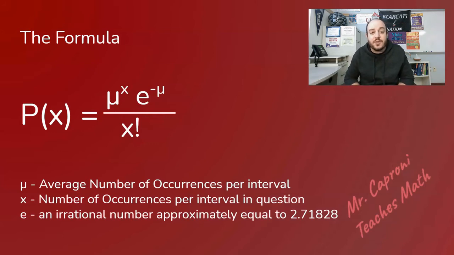So if we're looking through this, it says that we're going to have mu raised to the power of x, or number of occurrences, times e raised to the negative mu. So we're actually using that mu twice right there. And on the bottom of the fraction is x factorial. Don't forget, the exclamation point just means factorial. If you don't know anything about factorials, you can check out the video up above, and that will explain what an exclamation point means in mathematics. So again, this is the formula we're going to be using to find the probabilities that we've been talking about.